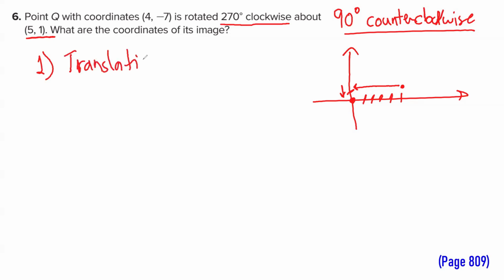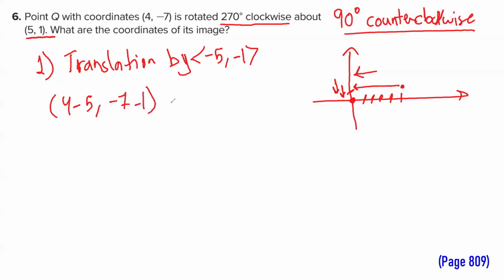Translation by the vector -5 and -1. -5 because I'm going 5 units left, -1 because I'm going 1 unit down. Then we're going to apply that translation on the given point in the question, which is 4 and -7. So 4 - 5, -7 - 1. The point is going to be -1 and -8.